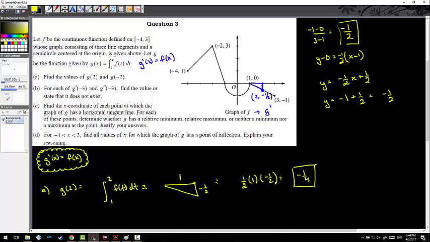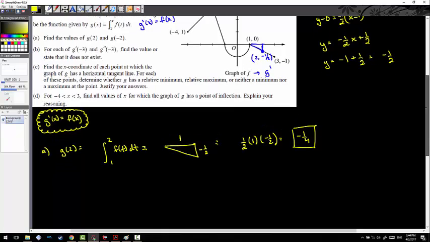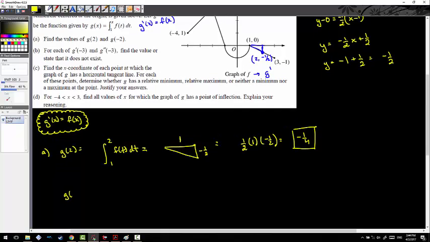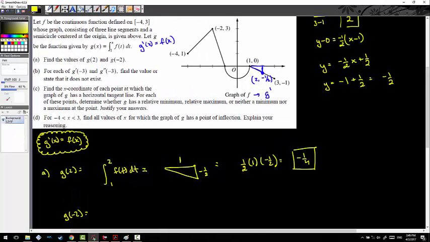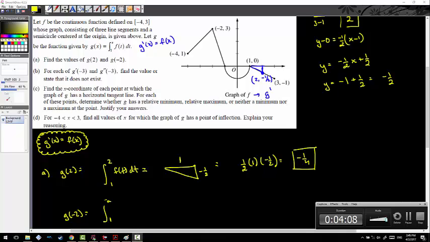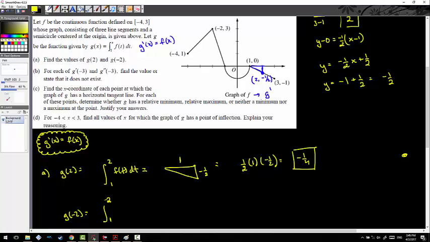Okay? Now from here, we're not done yet. We still have to find g of -2. Well, g of -2 is going to be a whole lot more because we're integrating from 1 to -2, of f of t dt. Sorry, the pen started kind of going sideways there.